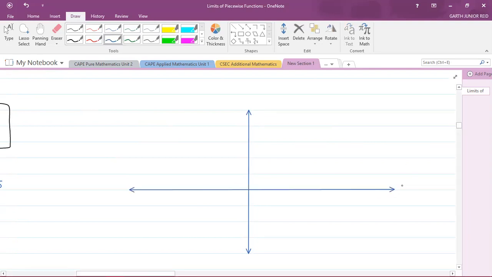This is going to be my x-axis. This is going to be my y-axis. And I'm going to have my graph here, where this point is (0, 1). So this is the graph of y equals e to the power of x.